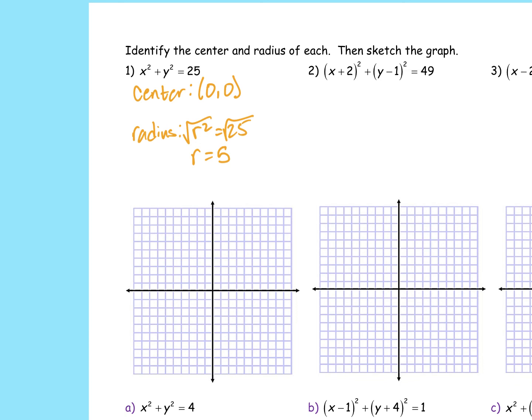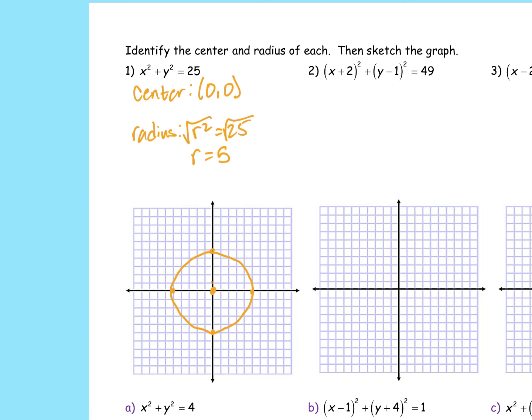Okay? So plot the center of your circle. Count 5 left, right, up, and down. 1, 2, 3, 4, 5. An attempt to draw a circle. Mine's going to look more like a football, but, you know, hey. It's not too bad. I did a decent job today. So plot the center of your circle, and then count how many spaces your radius is in each direction, left, right, up, and down. Questions on that? Not too bad?